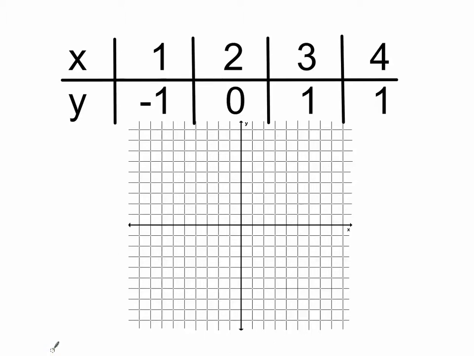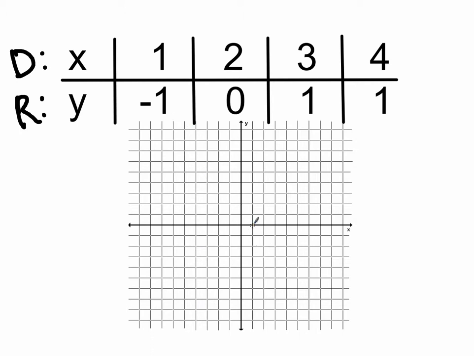Okay, this video is about inverses. So we're going to talk about relations and inverses of relations and functions and the inverse of functions. I'm going to start off with this relation. We have x values and y values. The domain is each of these x values, and the range is each of these y values. And I'm going to go ahead and plot those.